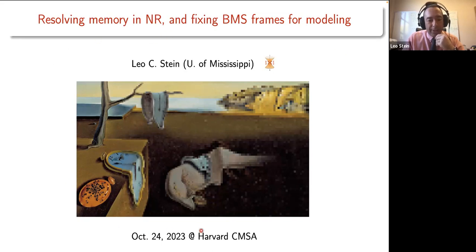And I couldn't resist putting in this graphic that you see in the middle of the slide, which is the Persistence of Memory, Dali painting. And if it looks pixelated on the right-hand side, that's because that was intentional. So you should be able to resolve things on the left-hand side, not on the right-hand side. So back in the day, numerical relativity simulations could not resolve memory, and now we can. And I'll tell you what this is about and how we do it.